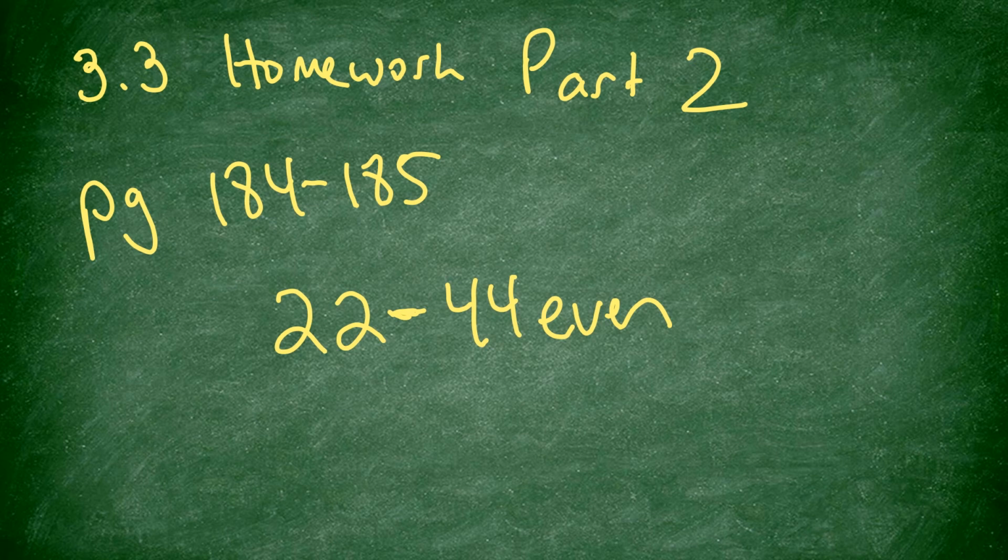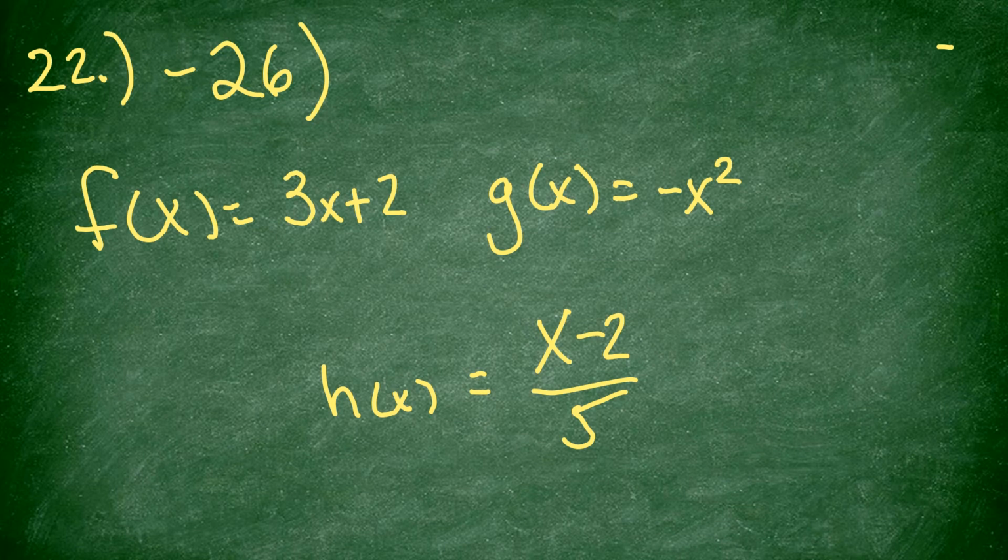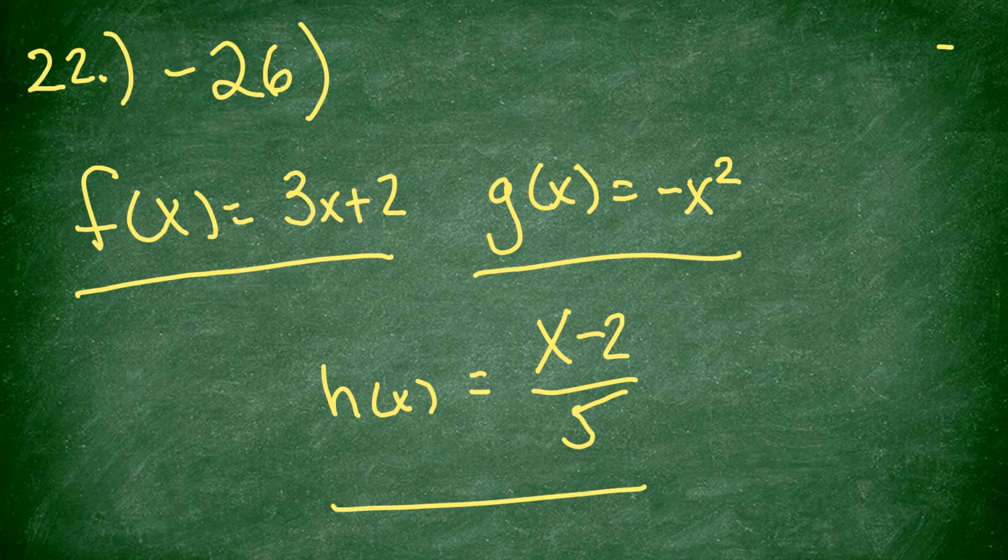Alright, today we're going to go over 3.3 homework, part 2, page 184 to 185, 22 to 44 even. For all the problems 22 through 26, you need to know that f of x is 3x plus 2, g of x is negative x squared, and h of x is x minus 2 all over 5.